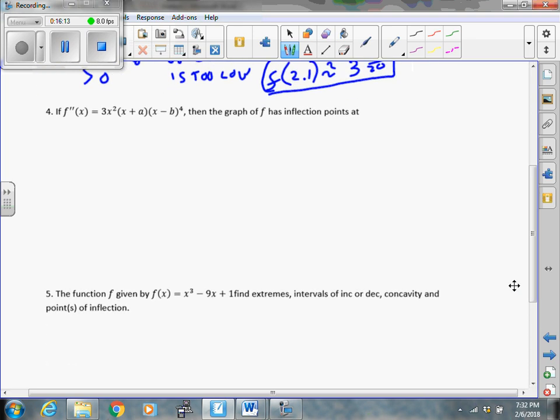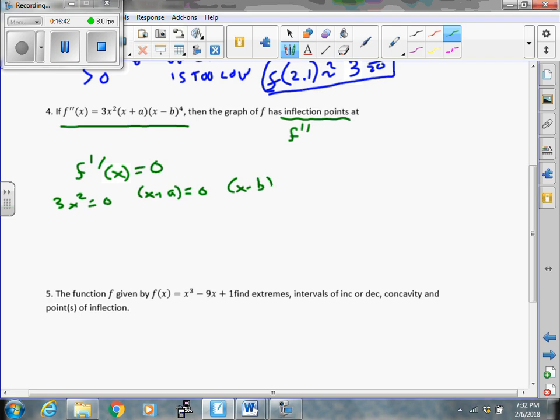All right, another point of inflection question, which means I'm looking for the double derivative, and I have to make sure the concavity changes. They give me the double derivative. Okay, so let's set that double derivative equal to 0. If I do that, I have to set this equal to 0, this equal to 0, and the final factor equal to 0.